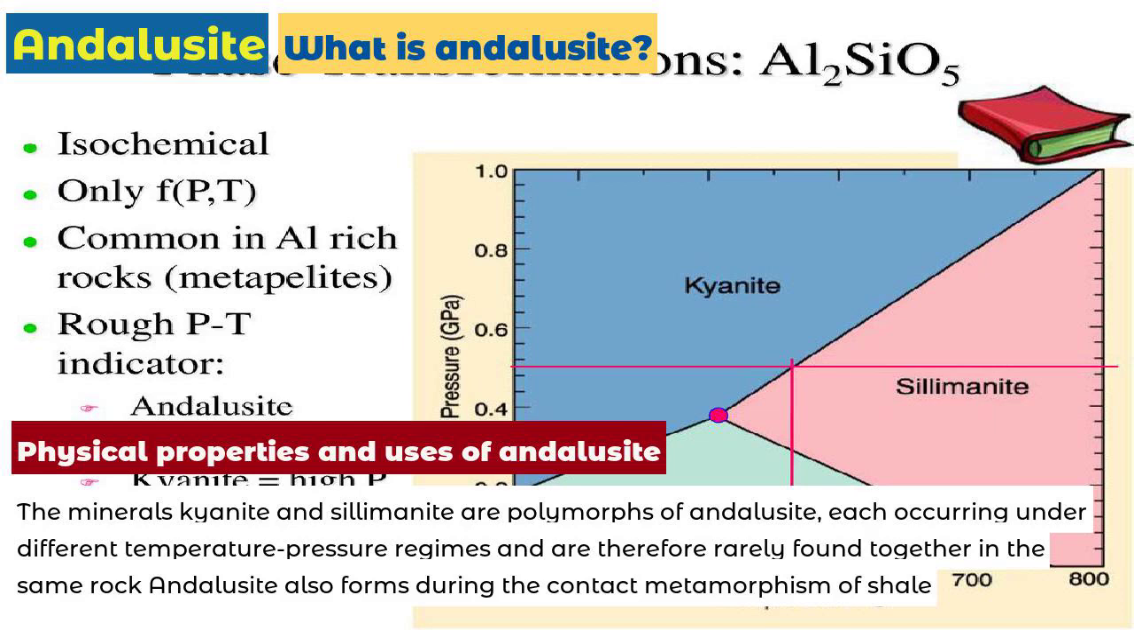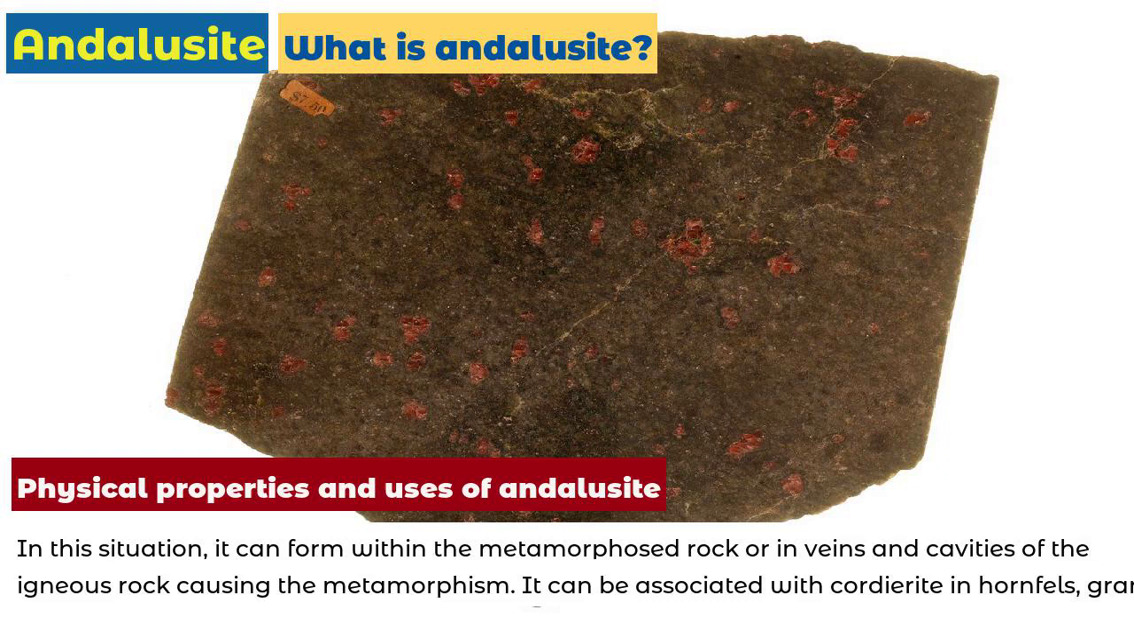Andalusite also forms during the contact metamorphism of shale. In this situation, it can form within the metamorphosed rock or in veins and cavities of the igneous rock causing the metamorphism. It can be associated with cordierite in hornfels, granite, and granitic pegmatite.